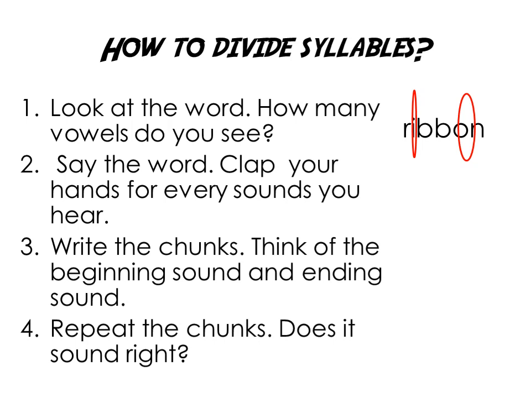Next, say the word and then clap your hands for every sound you hear. Okay? Ribbon. Okay? Now, third, write the chunks and think of the beginning sound and the ending sound. So, rib. So, that's the first chunk. And then we divide it. Chop. And then, bon. Okay? So, ribbon. And then fourth, repeat the chunks. Does it sound right?